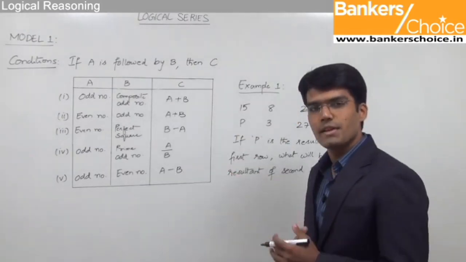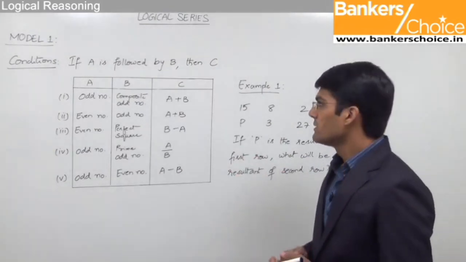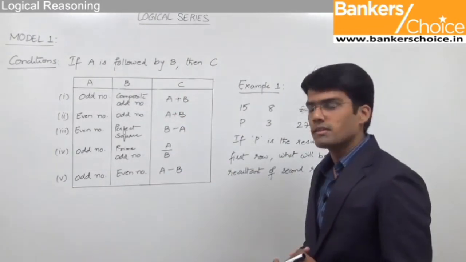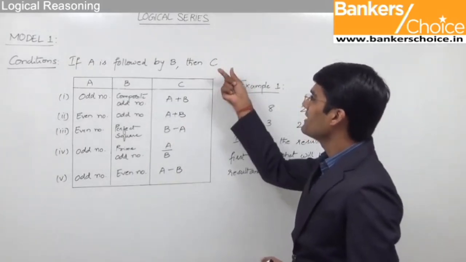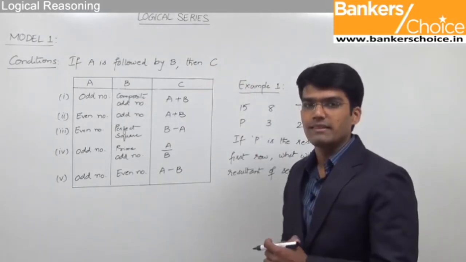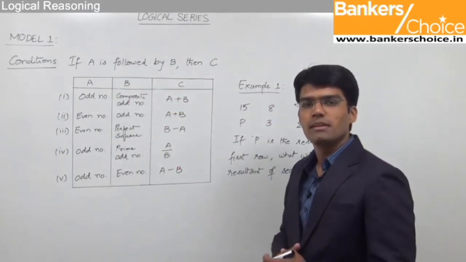Here, certain conditions are given which are to be followed to solve the given question. Now the conditions here are as shown in the table. If A is followed by B, then the operation to be performed is C. And A, B and C have been specified in the table here.